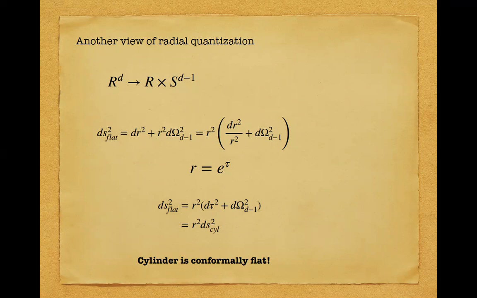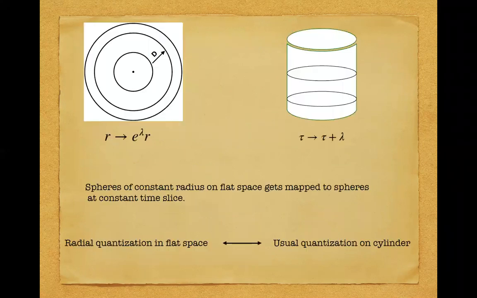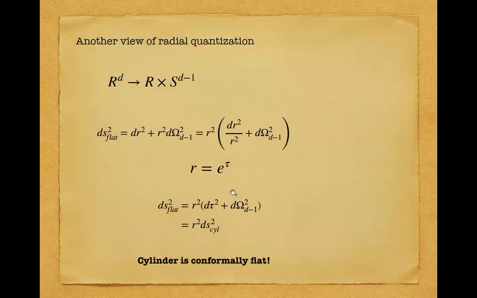The cylinder is like dr square plus r square d omega square. This is right. No, this one, maybe this one. No, this is the sphere. This one is the sphere. Okay.